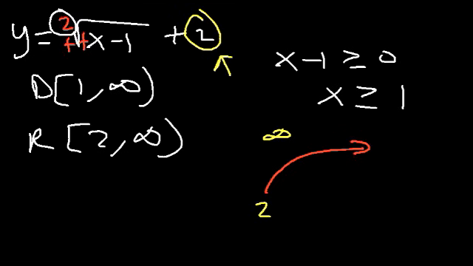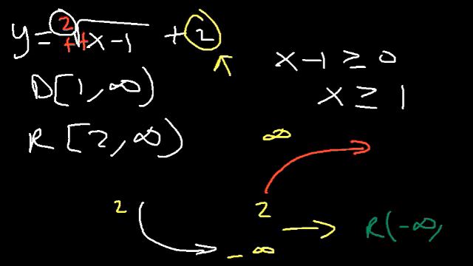Now sometimes you may get a graph that looks like this. So the highest value will be 2, the lowest would be negative infinity. And for such a graph, the range will be negative infinity to 2. But it still has the 2, so that 2 should be somewhere in the range. That's why you need to know what direction the graph is going. Is it increasing or decreasing?